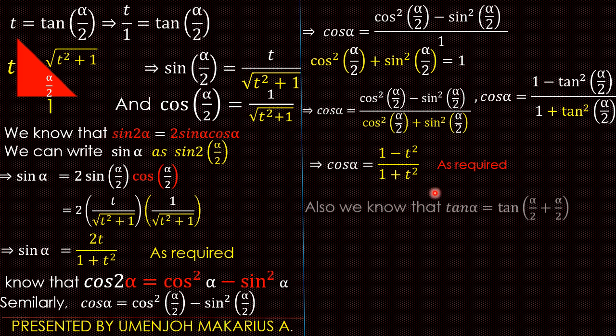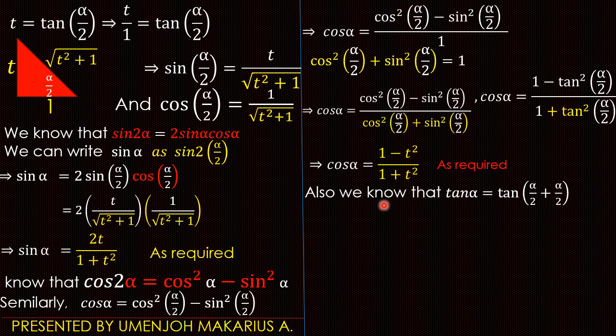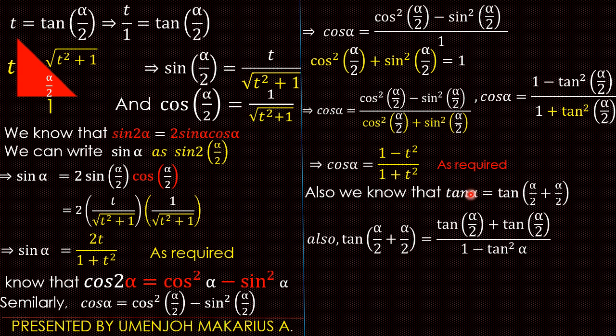So guys, let's move on to the next question. We also know that tan alpha is the same as tangent of alpha over 2 plus alpha over 2, because if you add the inputs of this tangent function, we are simply going to have our alpha back. So tangent of alpha over 2 plus alpha over 2 simply gives us tangent of the first plus the tangent of the second, over 1 minus the tangent of the first times the tangent of the second, which is just simply going to be tan squared alpha over 2.